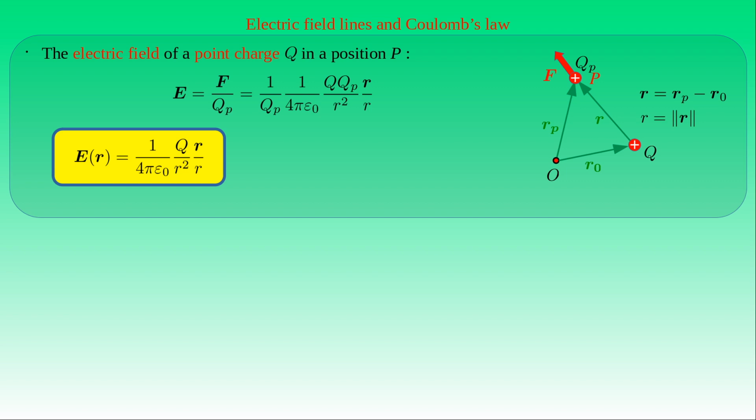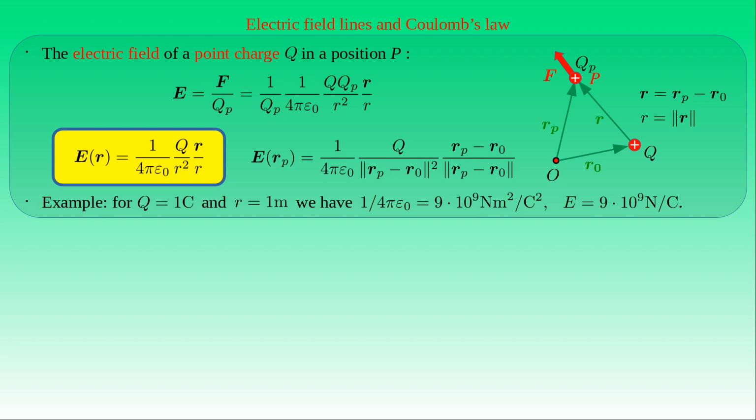We can also express this formula in terms of the position vectors of the charge Q and the point P. Now we can determine the electric field strength everywhere around the charge Q. For example, if the source charge is equal to 1 Coulomb, then the field strength at a distance of 1 meter from the charge is equal to 9 times 10 to the 9 Newton per Coulomb. This result simply follows from the fact that the multiplicative factor 1/4 pi times epsilon naught is equal to 9 times 10 to the 9 Newton meter squared per Coulomb squared.